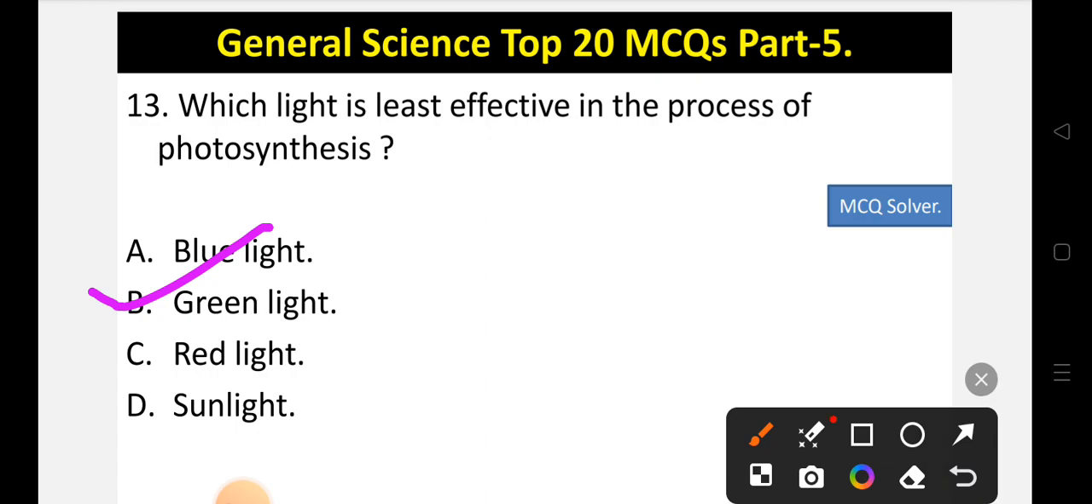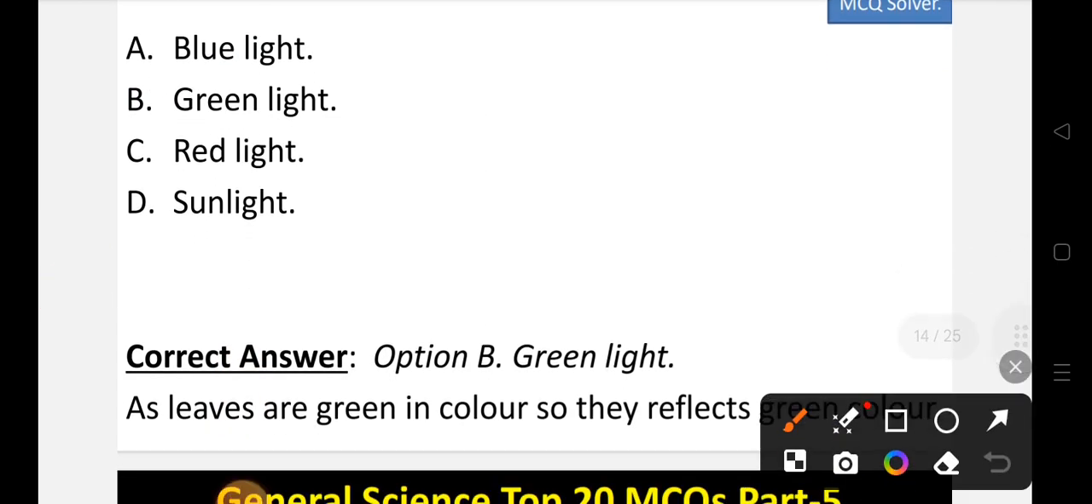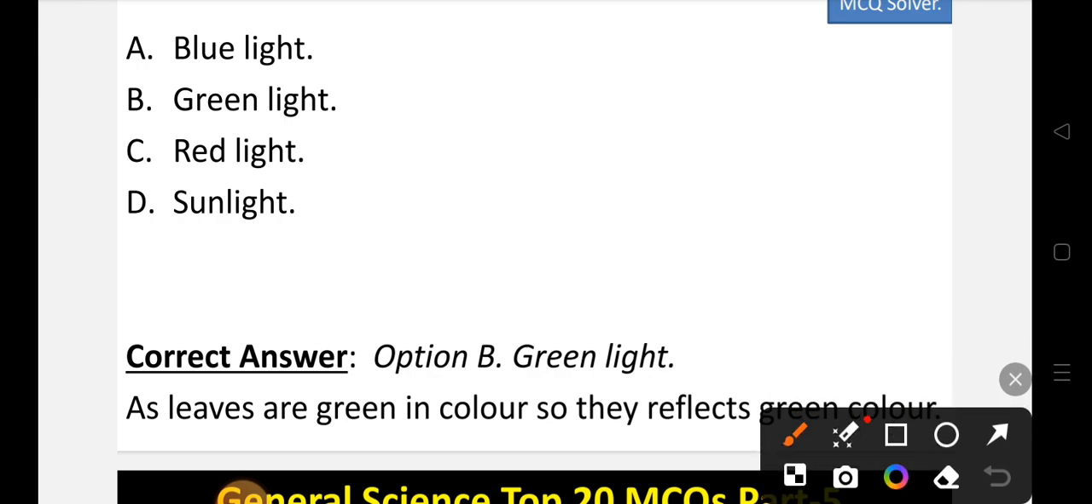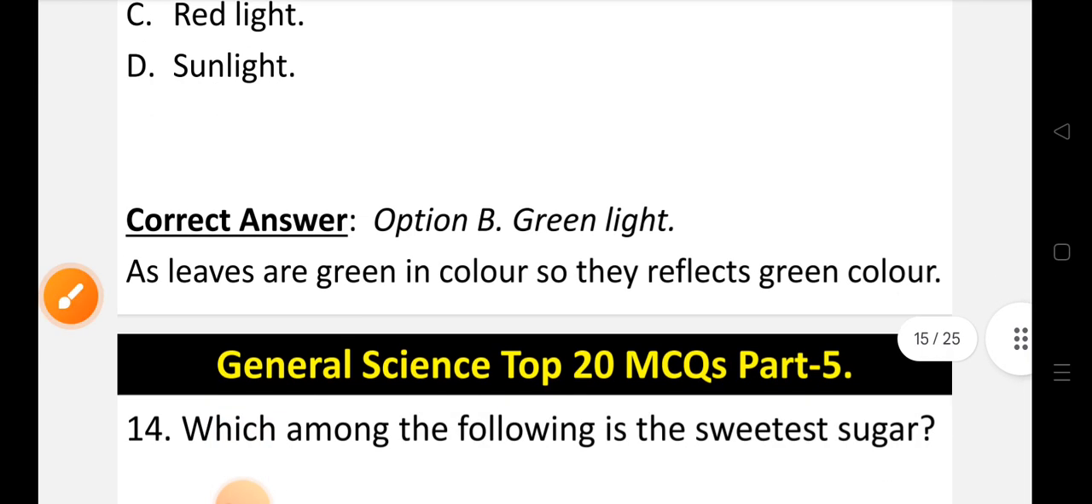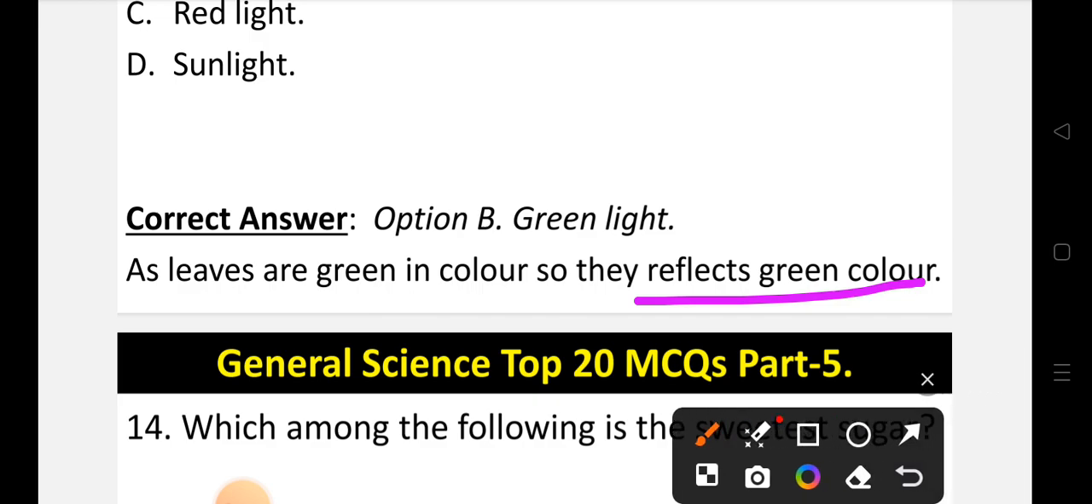This is the reason because most of the plants are green in color, their leaves are green in color, so they reflect the green color. So that's why green color will be least used during the process of photosynthesis. So B is the correct option.